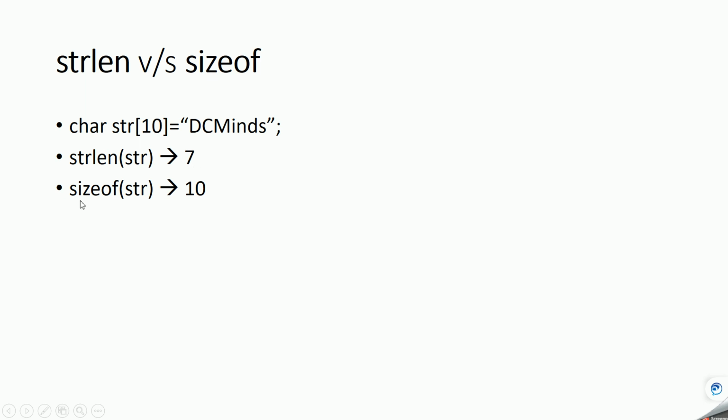But if we use sizeof on str, meaning on the string, it will give 10. Basically this is giving the capacity. So my capacity is 10, meaning this string's capacity is 10, but strlen will give only how many characters are present. This is the difference between strlen and sizeof.